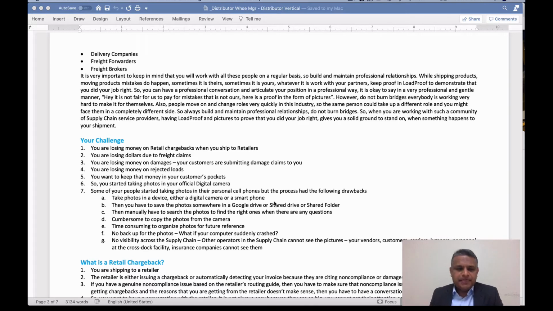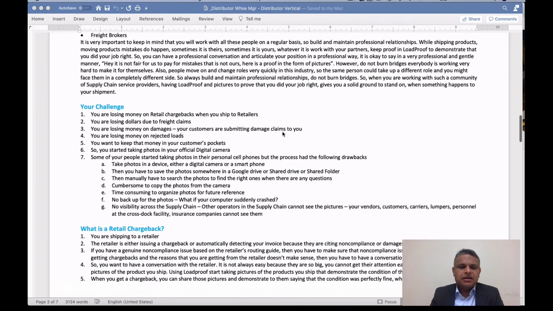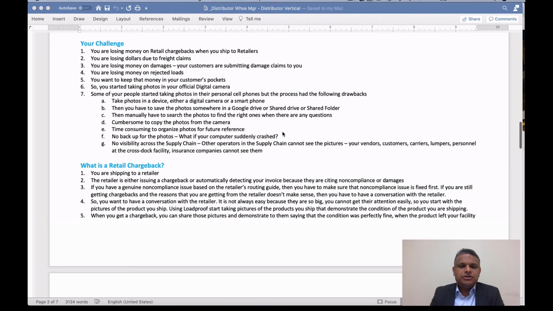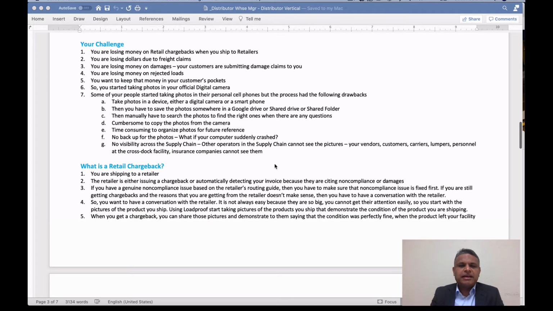So what are your challenges, right? You are losing money on retail chargebacks when you ship to retailers. You're losing money due to freight claims. You're losing money on damages, right? Your customers are submitting damage claims to you. You're losing money on rejected loads. You want to keep that money in your pockets or in customer pockets, right? You want to pass on the savings to them.